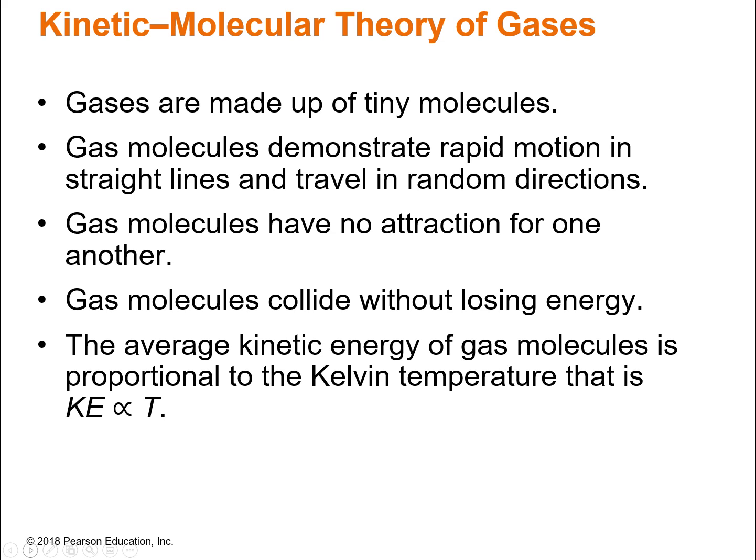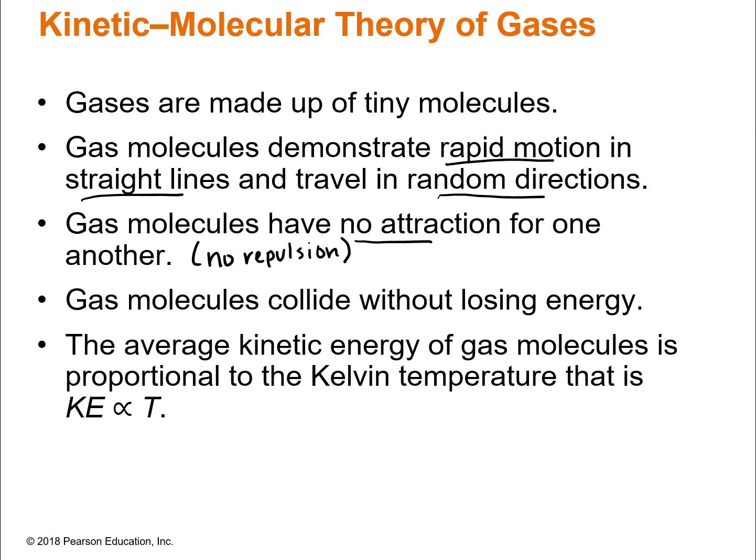So this theory, we're talking about gases. Gases are made up of tiny molecules. We already know that. The way that gas molecules move is they move very, very fast, so rapid motion, and they move in straight lines, and they travel in random directions. The gas molecules in a container have no attraction for one another. That means that they don't repel either, so no repulsion. And when gas molecules collide with one another, they do so without losing energy. So they just bounce off of each other and keep moving.